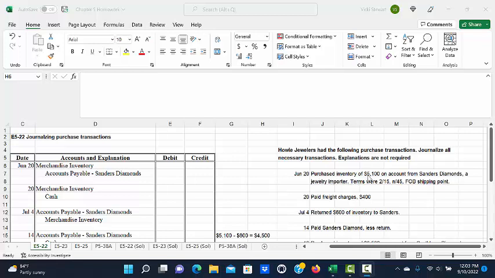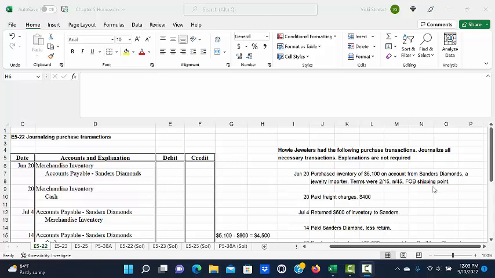Howie purchased inventory of $5,100 on account from Sanders Diamonds, a jewelry importer. The terms were 2/15, n/45, FOB shipping point. So the first terms that we see pertain to the discount and when the invoice is due. If Howie pays the invoice amount within 15 days, they can take a 2% discount. Otherwise, the net amount would be due in 45 days.